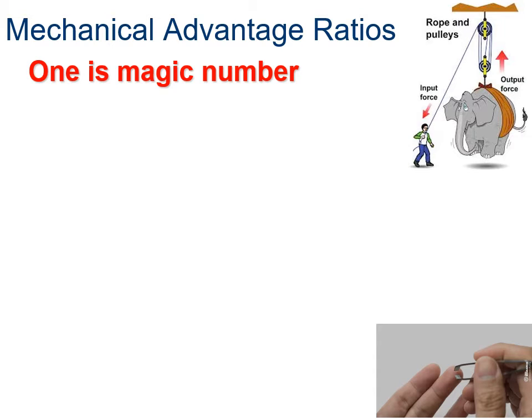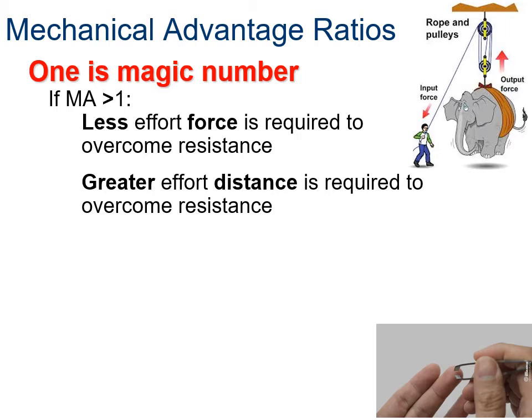We're going to start by just reviewing mechanical advantage ratios. Again, like we mentioned last time, 1 is the magic number. Okay, if mechanical advantage is greater than 1, then less effort force is required to overcome the resistance.